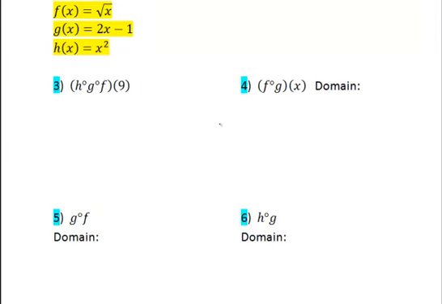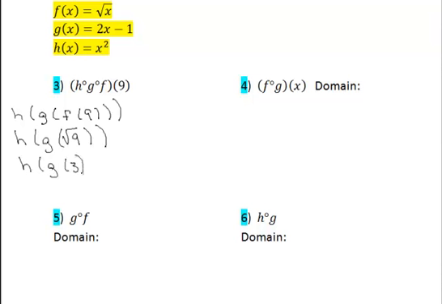So here's a couple. Let's try these. Number 3, we're doing a triple composition. So we have h of g of f of 9. So we have h of g of, what is f of 9? F of 9 is the square root of 9. So we have h of g of 3.